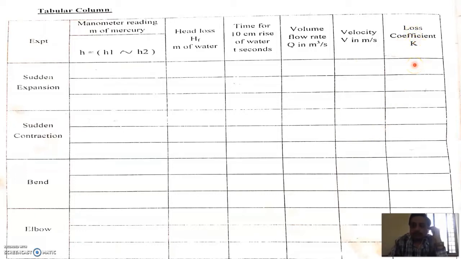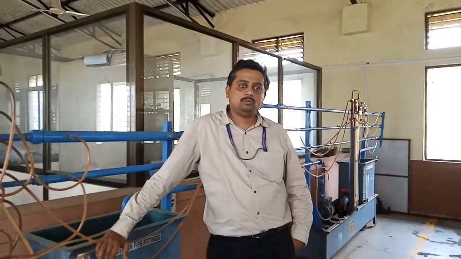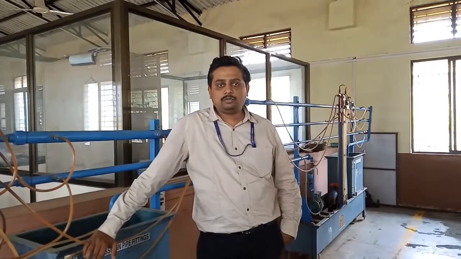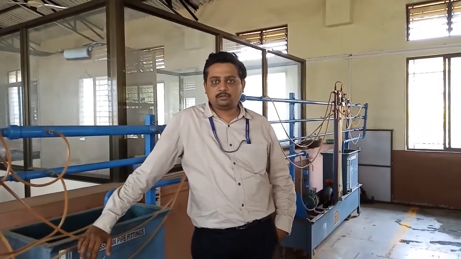Okay, so in the next part of the video you will see how to do the calculations when you have all the readings present. This is the FM lab, which is part of our semester as per the VTU's curriculum itself. Now, with respect to losses, there are two types of losses. One is the major losses, one is the minor losses. So today we are going to see the minor losses itself.